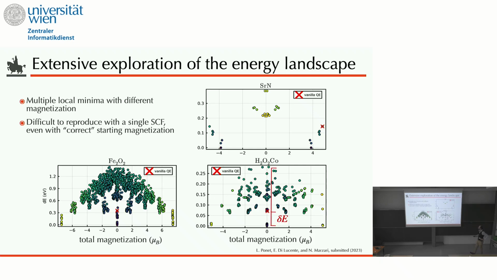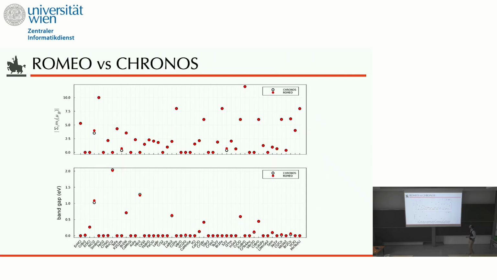I mean, sometimes you get the right magnetization. In this case, the vanilla Quantum ESPRESSO gets an antiferromagnet, but this is not the ground state, or you have a configuration with lower energy. In this case, instead, maybe you don't get the correct magnetic moment. So this seems to be relevant. So this algorithm seems to be pretty powerful.